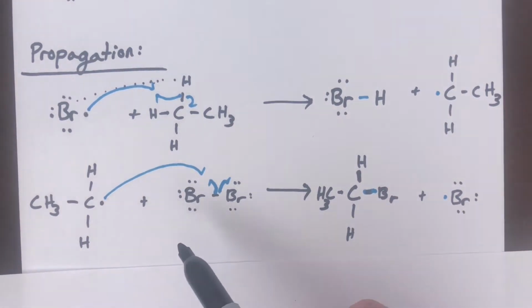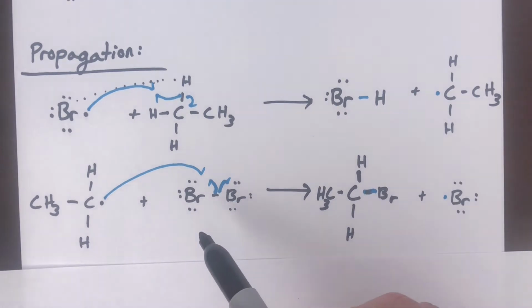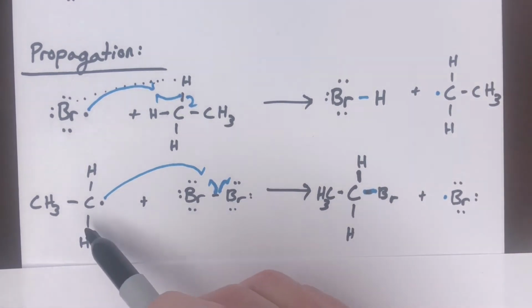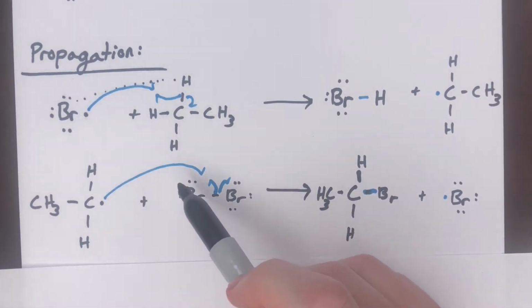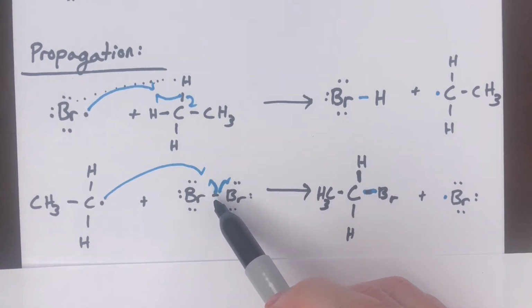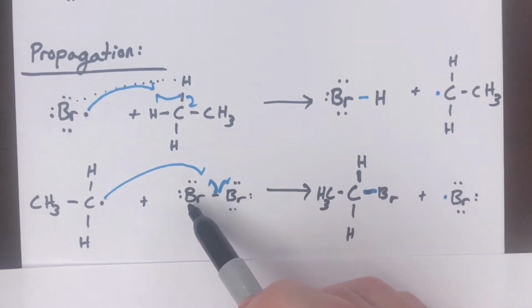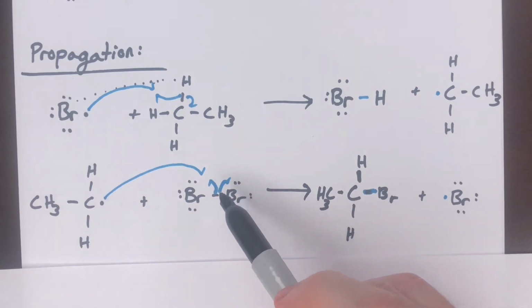So the bromine-bromine bond is weaker than the other options, so the carbon radical comes in. One of those electrons forms a bond with the other electron from the bromine-bromine homolytic cleavage.